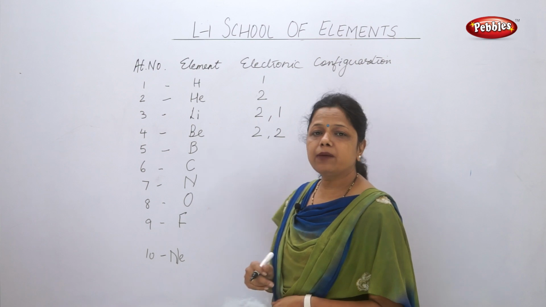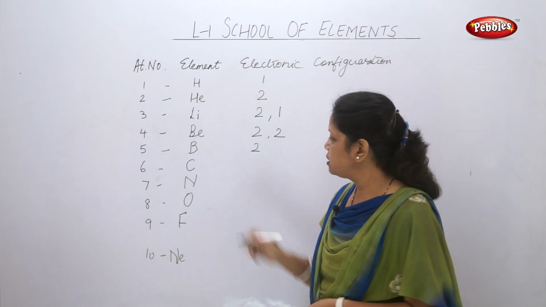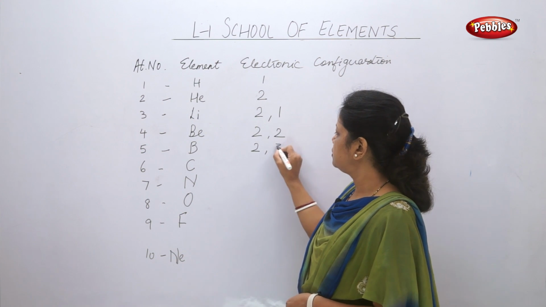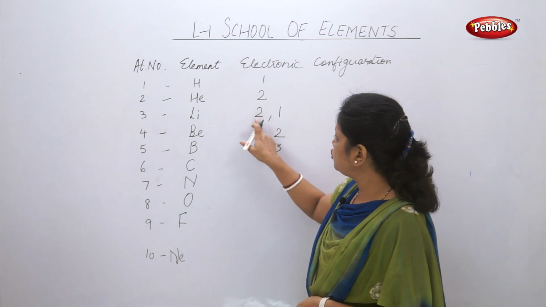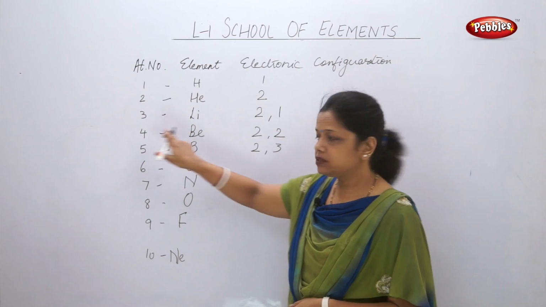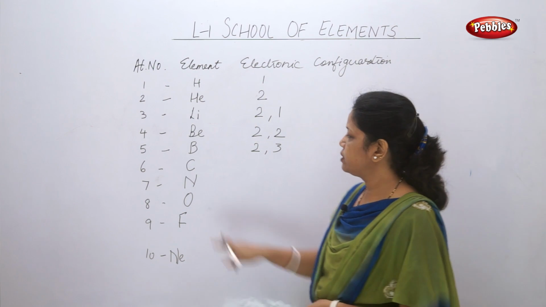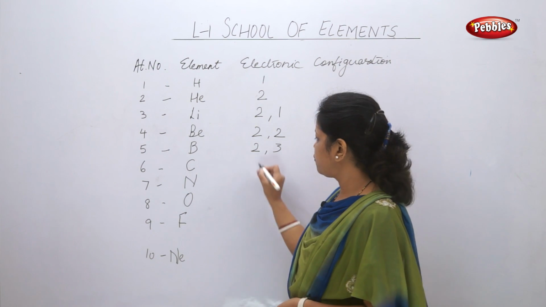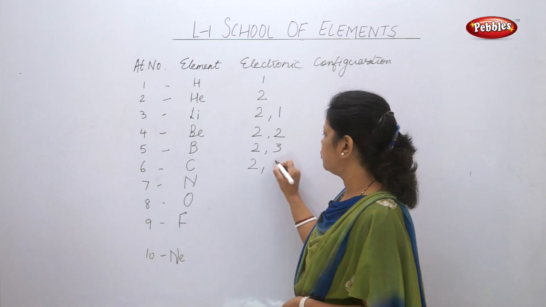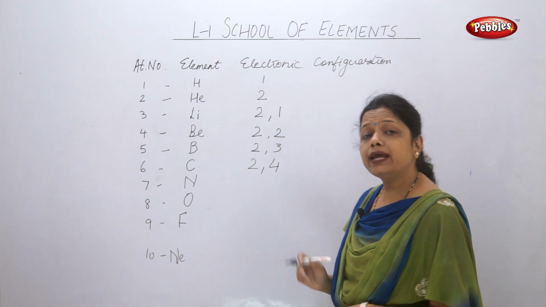Boron, which has the atomic number 5. So first shell compulsorily will have 2 electrons. How many am I left with now? 5 minus 2 is 3. So you can check from here also. 2 plus 1, 3. Yes, correct. 2 plus 2, 4. Correct. 2 plus 3, 5. Correct. That means we are putting properly. Carbon has 6. So first will have 2 compulsorily. Then what am I left with? 4. So carbon will have in the second shell 4 electrons.